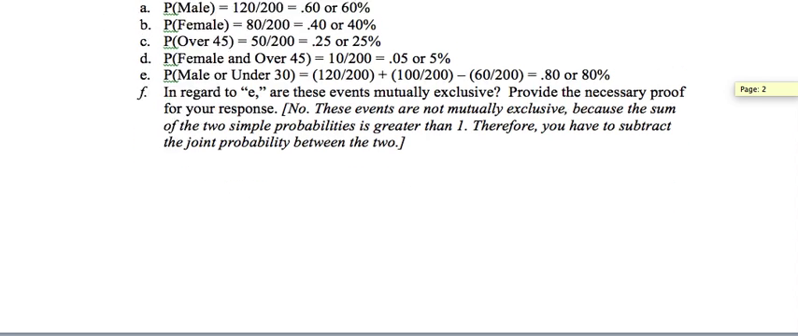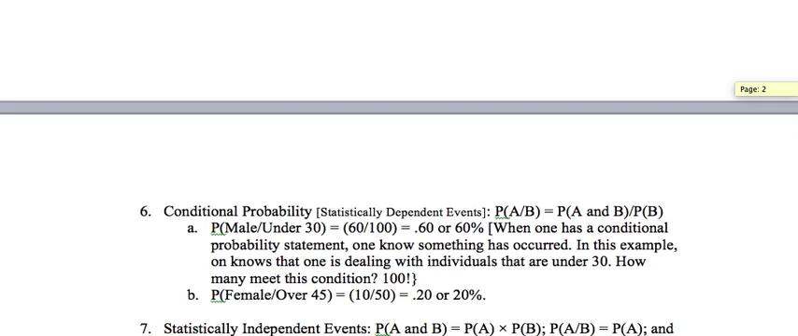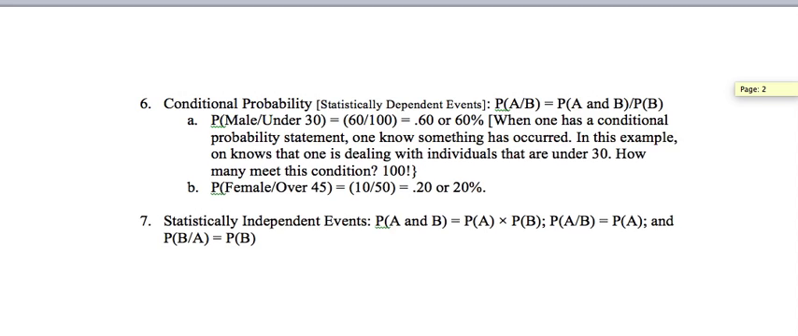And then you might want to go through and, of course, explain why. For F, are these events mutually exclusive? Of course not. And then we have some conditional statements.